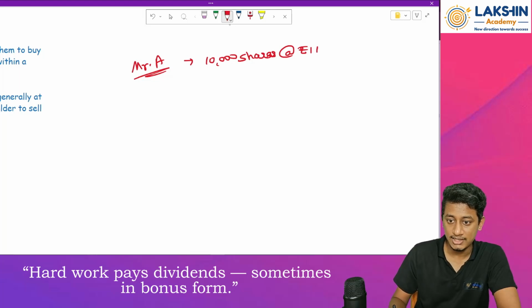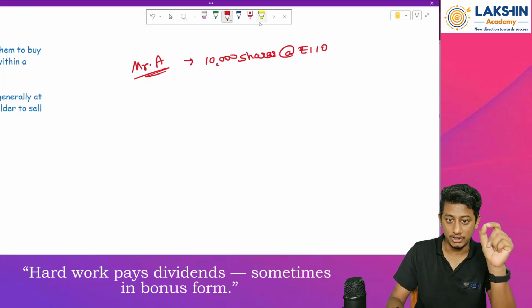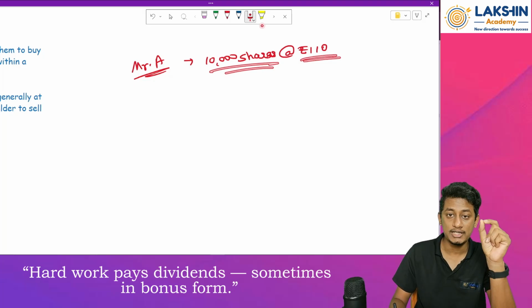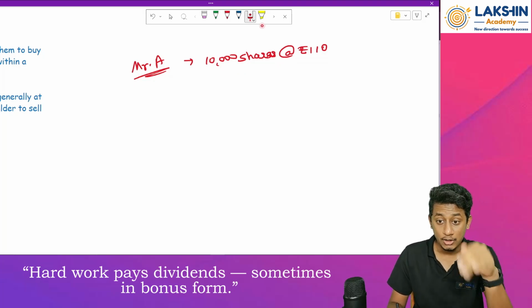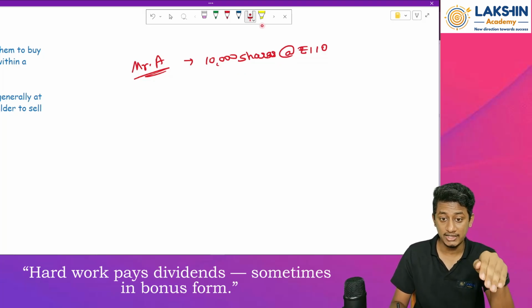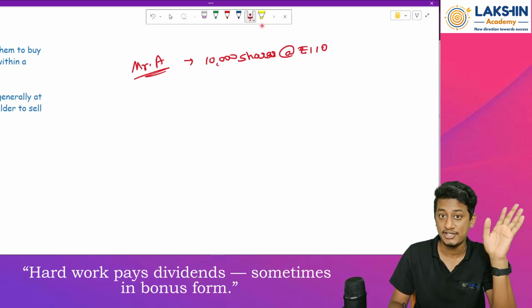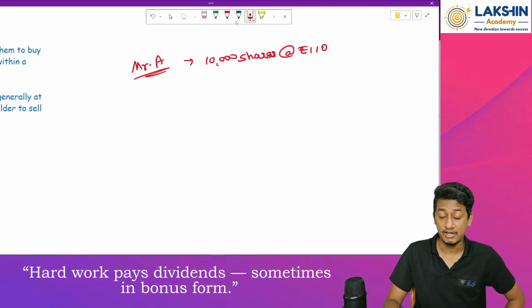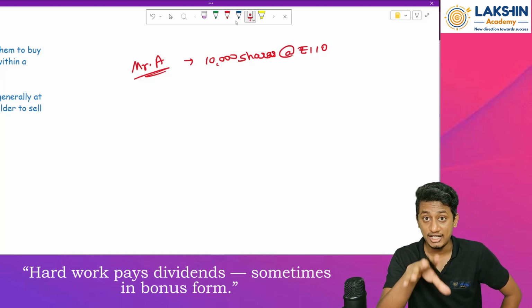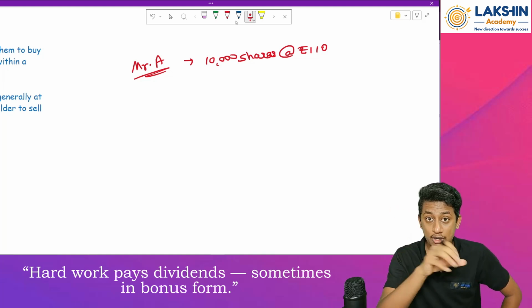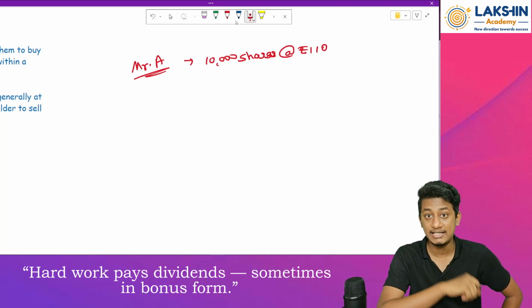Okay, this guy has 10,000 shares of the company, bought at rupees 110 per share. Now what has happened? Because of the shares he already holds, the company is asking him to buy more shares, but now at a discount rate. Why? Because these are rights shares issued to the existing shareholders. Only those people can buy these shares now, right?